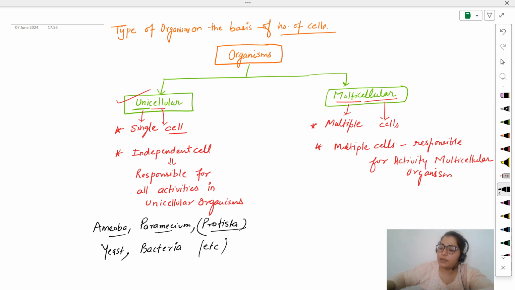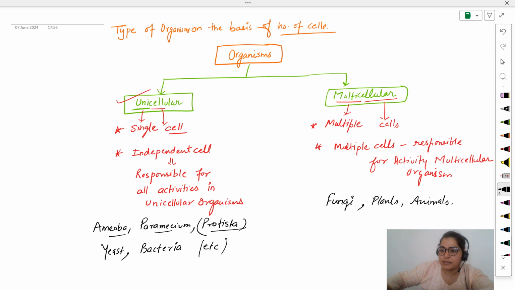In multicellular there are most of the fungi, plants and animals. So these are the multicellular organisms. So on the basis of number of cells, we find two types of organism. One is the unicellular organism and another one is the multicellular organism, right?